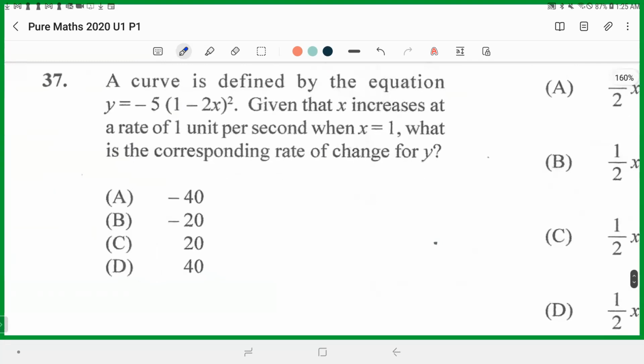The curve is defined by the equation. Given that x increases at a rate of 1 unit per second, that's dx by dt, which is 1. What is the corresponding rate of increase of y? This is asking us for dy by dt.